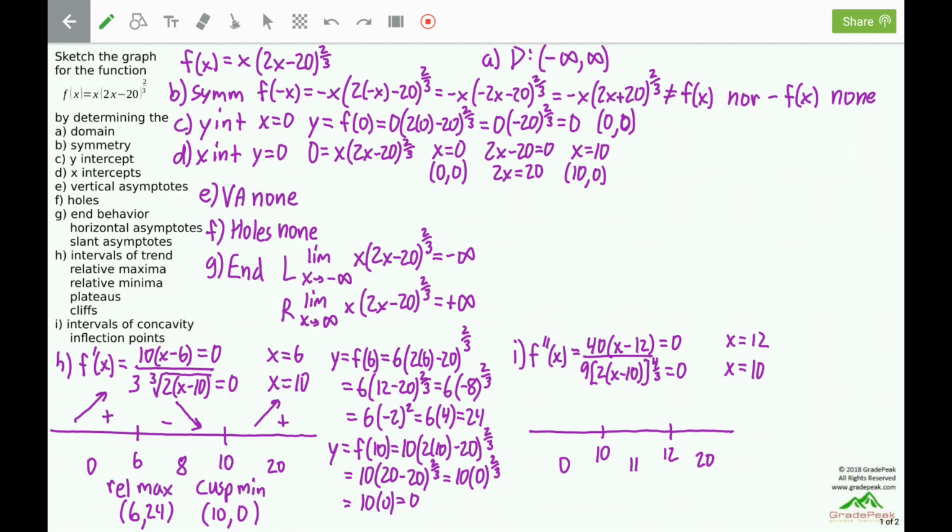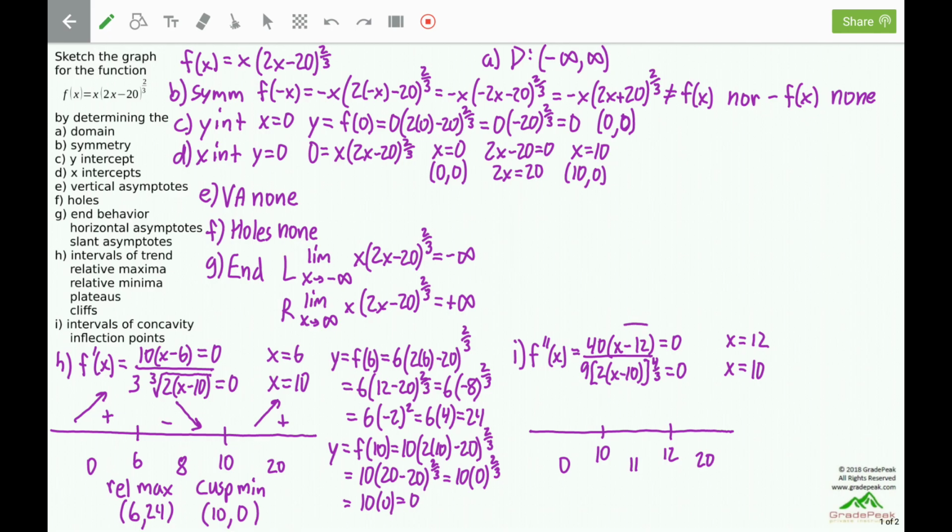We only care whether it is positive or negative, so we'll plug into the fully factored version, which is this one here. A couple things about this. The 40 and the 9 are both positive, so they will not affect whether the second derivative is positive or negative. But also, this entire expression to the 4/3 power, which means cubed root, but then to the 4th power, which is an even power and will always be a positive, also will not affect whether the second derivative is positive or negative. So the only portion that does matter is the x minus 12.